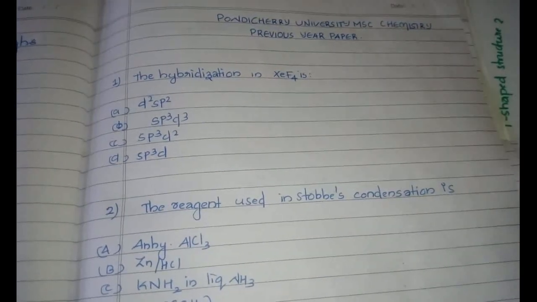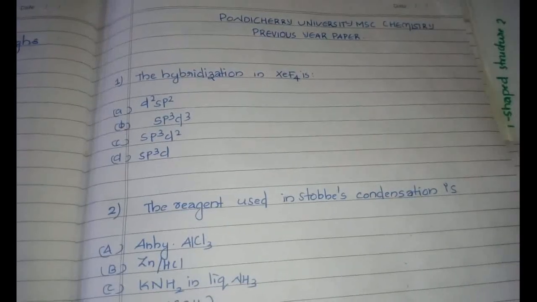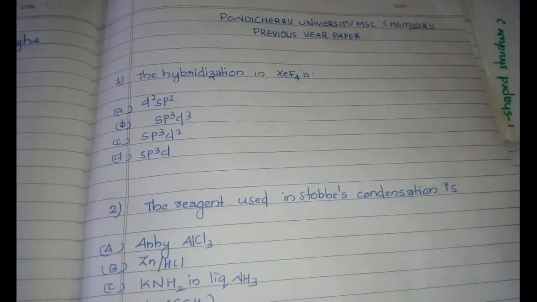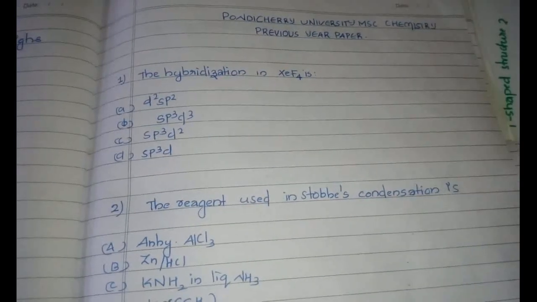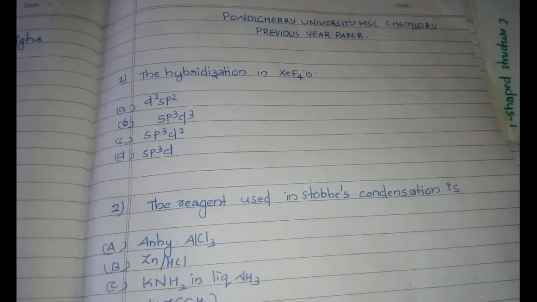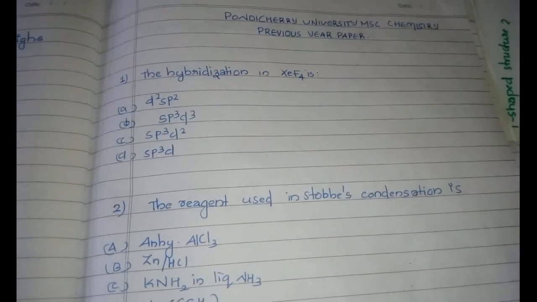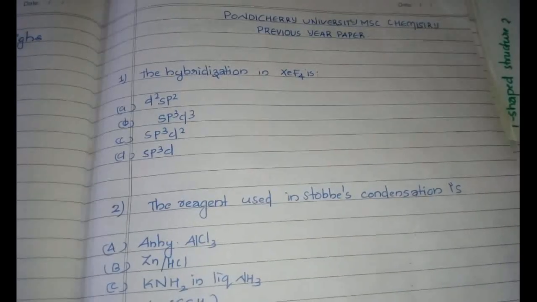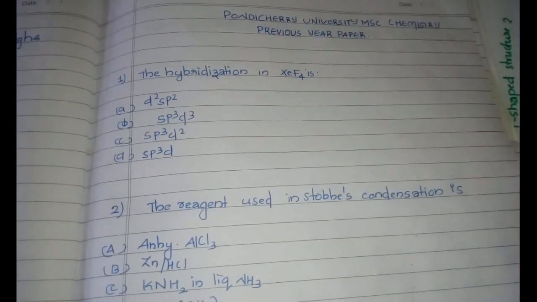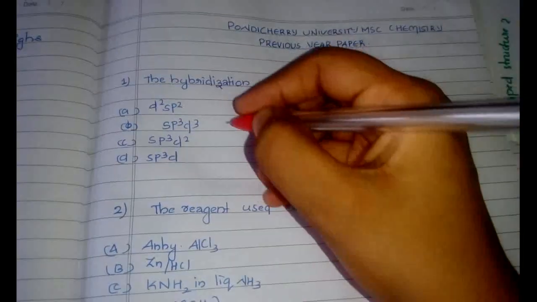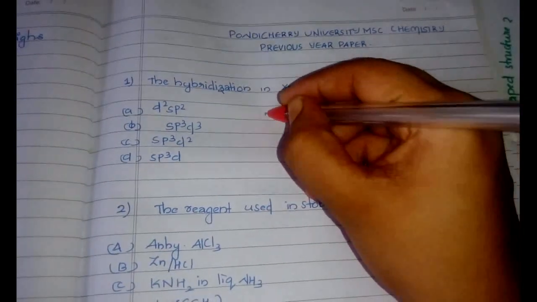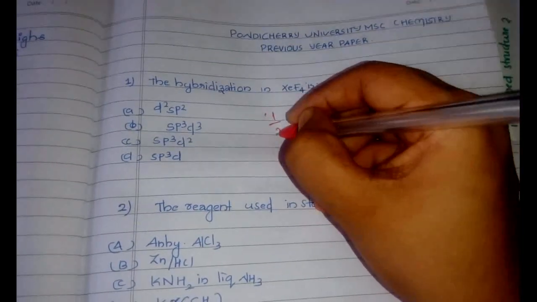As I said in the previous video, without studying VSEPR, hybridization and shape, you should not go to the examination, because you're definitely going to lose marks. In the same question paper, more than one question has been asked from the hybridization and shape part. So how to do this? I have already given the formula. What is the formula for finding the hybridization?